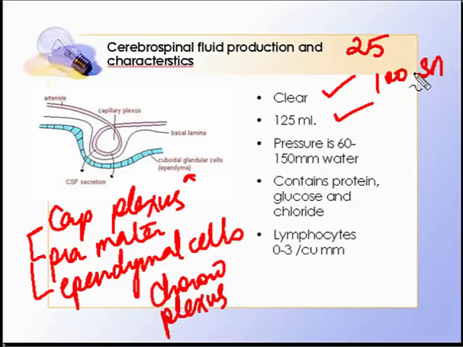The pressure is between 60 to 150 millimeters of water. It contains a very slight amount of proteins, but contains glucose and a lot of chlorides. Usually you don't see many cells. Up to 3 is considered normal. If you see more than 3 cells inside, like red blood cells or more lymphocytes or neutrophils, then you know that there is some infection or some problem in the brain.